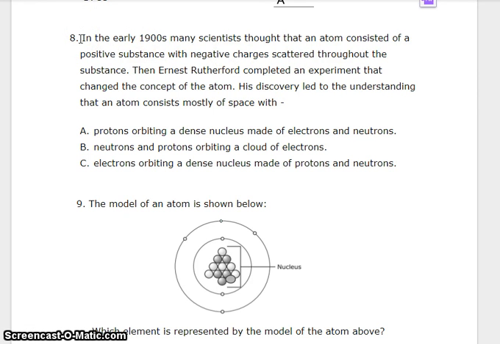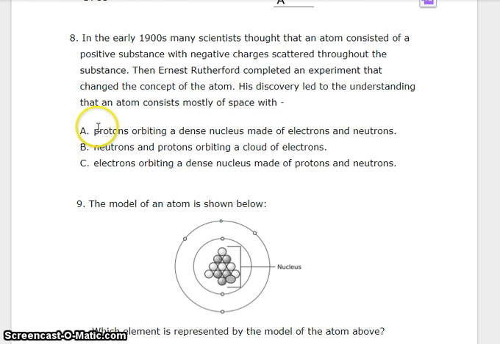Number 8. In the early 1900s, many scientists thought that an atom consisted of positive substances with a negative charge scattered throughout the substance. Then Ernest Rutherford completed an experiment that changed the concept of the atom. His discovery led to understanding that the atom consists mostly of space with... So what does an atom have inside of it?